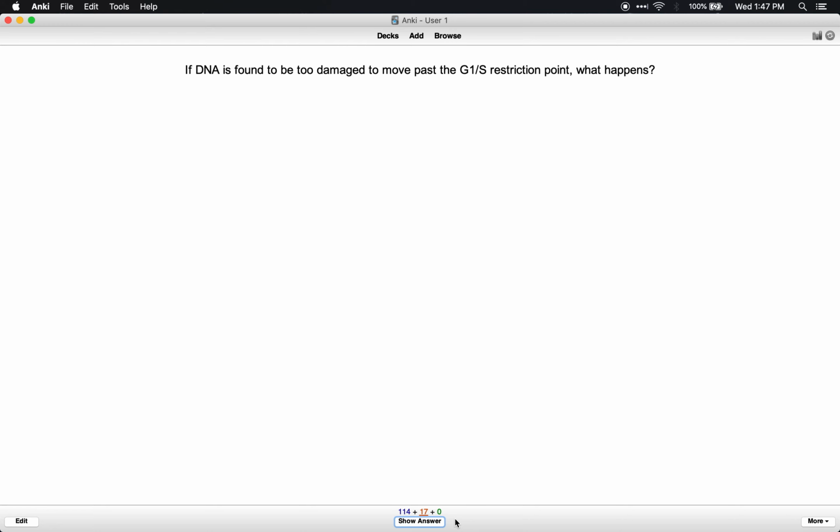If DNA is found to be too damaged to move past the G1/S restriction point, we have a p53 protein that basically stops the cell at the G1/S restriction point if DNA is damaged. If it's minor damage, it can fix it up and tell the cell to move on to the cell cycle. If it's major damage, it'll tell it to stop dividing.